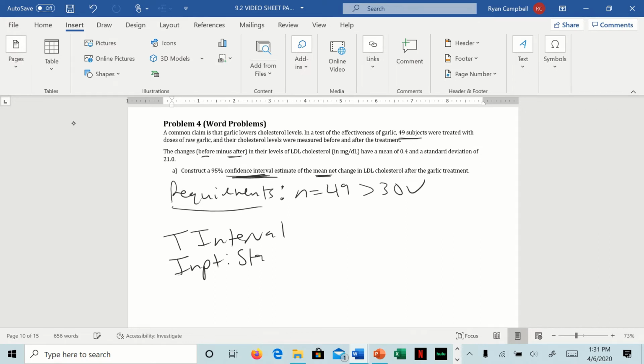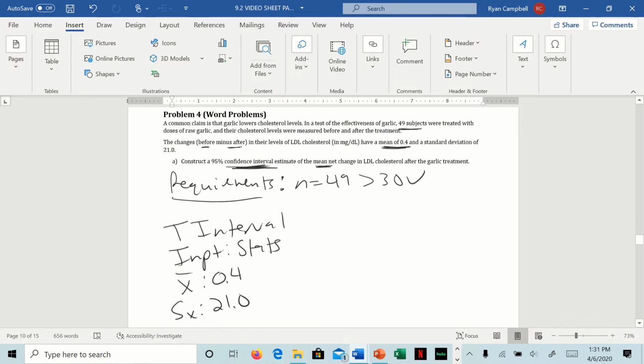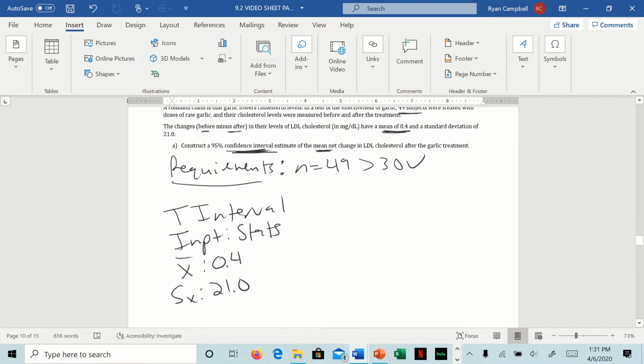Our input, we have statistics, so we're going to use stats. X bar is going to be 0.4. Sx is going to be 21.0, right? I'm just getting it from reading the problem, right? So if you don't know where these are going, just take a deep breath, go back, reread the problem. Most of this stuff is given to you.